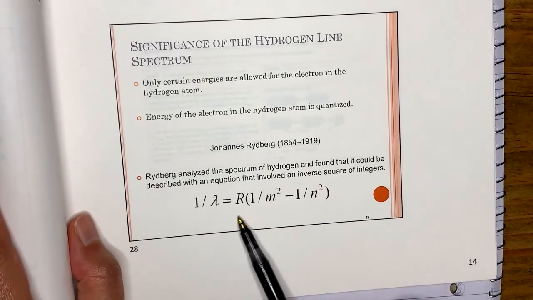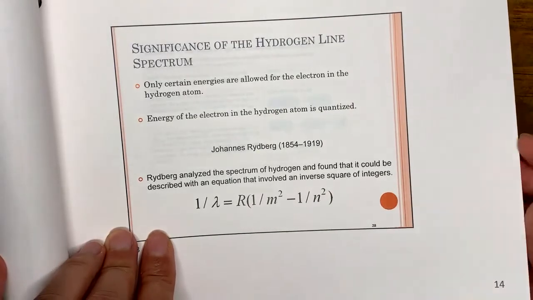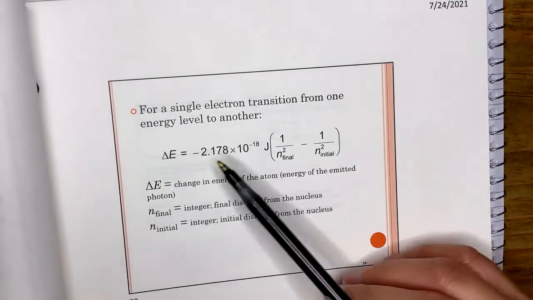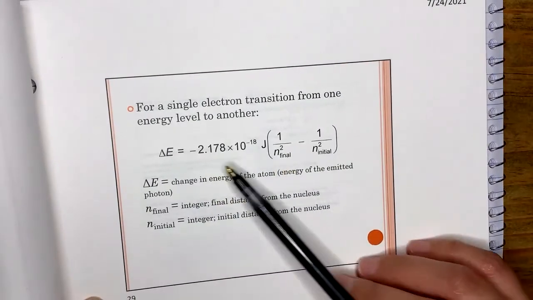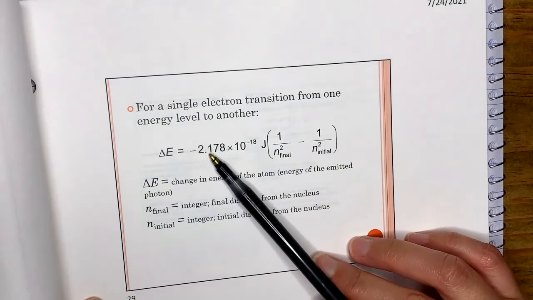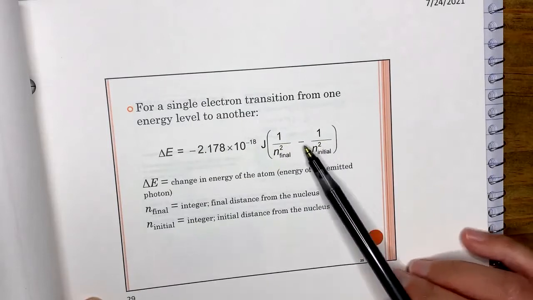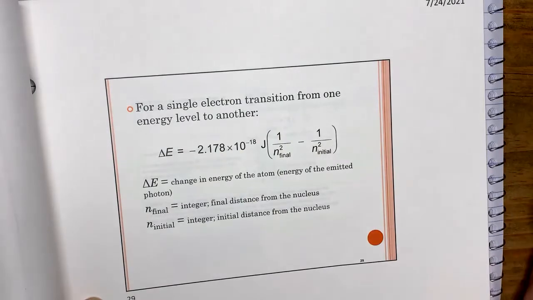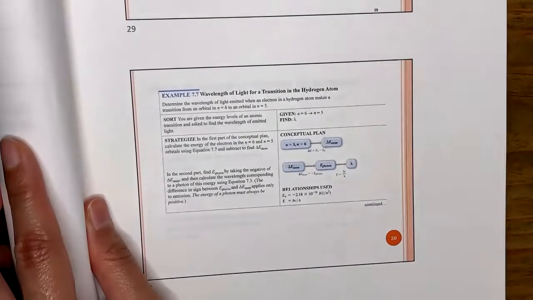This is the equation that was given here. So I guess I'll go ahead and show you the exact formula. The exact formula is right here. So for a single electron transition, the energy is going to be negative 2.178 times 10 to the minus 18 joules, times 1 over whatever the final level is, minus 1 over whatever the initial level, and the levels here, you've got to square them, okay?